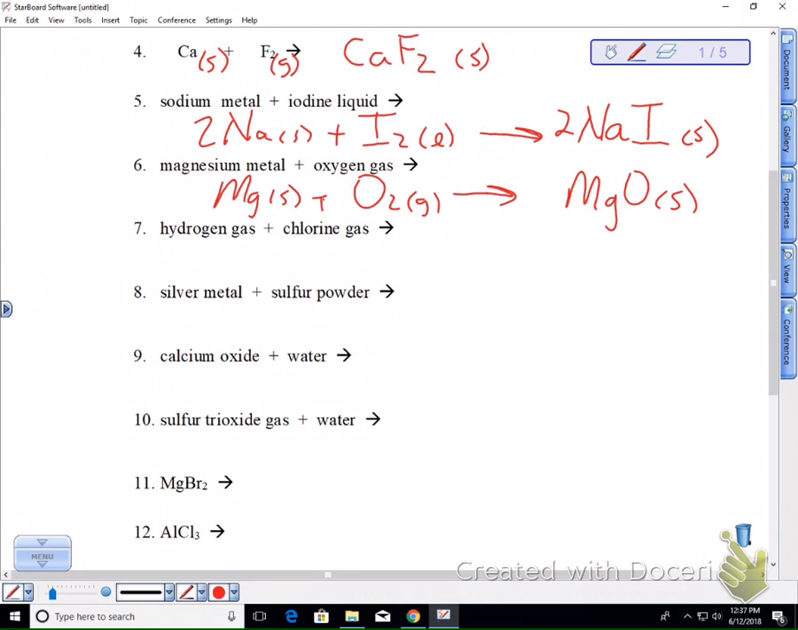Number 7, we have 2 free elements, but they're both diatomic, so don't forget that. And now in this case, hydrogen is your cation, it'll be +1. Our compound will be HCl.